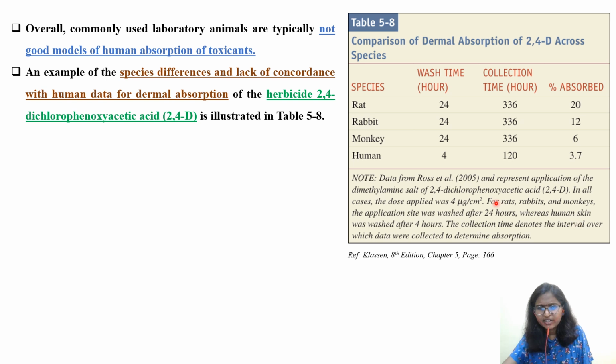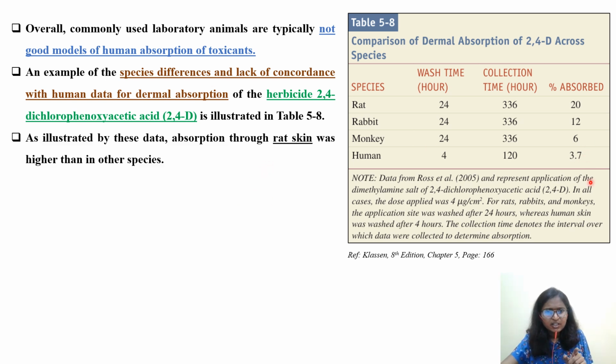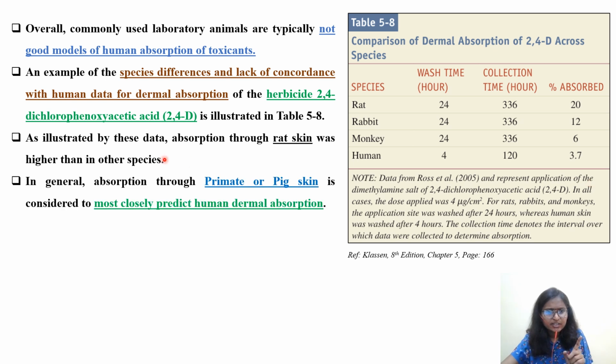So read how much area of exposure there will be, because compared to oral and other drugs, where the units are in mg per kg, for dermal products it depends on body surface area. Similarly, for anti-cancer drugs it also depends on BSA rather than body weight. So area of application, all these things you read. But the final conclusion is that human absorption is 3.7, which is somewhat closer to monkey. That is the point. So read the sentence in detail: higher than other species, primate or pig skin is considered to most closely predict human dermal absorption.